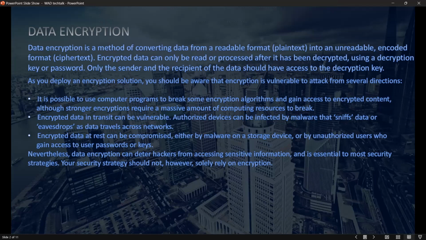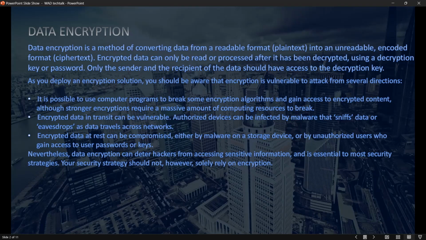decryption key. As you deploy an encryption solution, you should be aware that encryption is vulnerable to attack from several directions. It is possible to use computer programs to break some encryption algorithms and gain access to encrypted content, although stronger encryptions require a massive amount of computing resources to break. Encrypted data in transit can be vulnerable. Authorized devices can be infected by malware that sniffs data or eavesdrops as data travels across networks. Encrypted data at rest can be compromised either by malware on a storage device or by unauthorized users who can gain access to use passwords or keys.